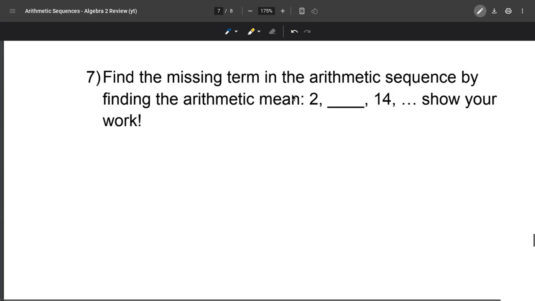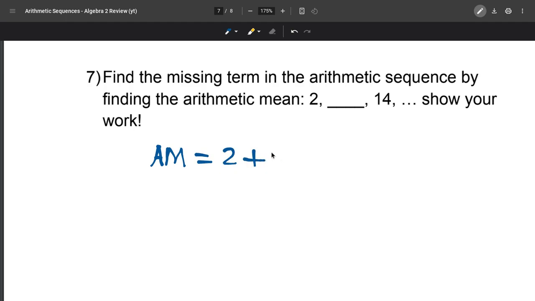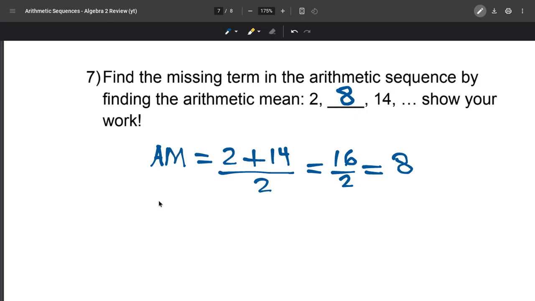Okay, 7 reads, find the missing term in the arithmetic sequence by finding the arithmetic mean. So we have to find the arithmetic mean between 2 and 14. Show your work. So I'm going to say AM for arithmetic mean equals 2 plus 14, and we're going to divide by 2. So 2 plus 14 is 16. And we'll divide by 2. That's going to be 8. Okay. All right. Let's keep going.